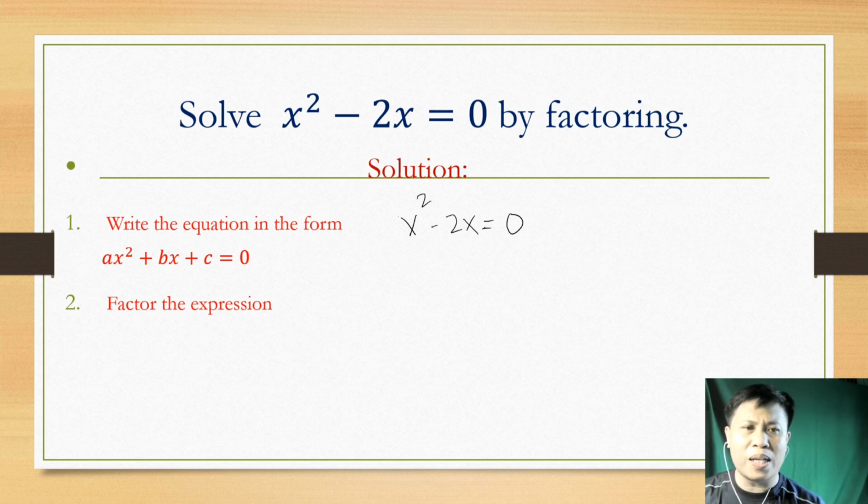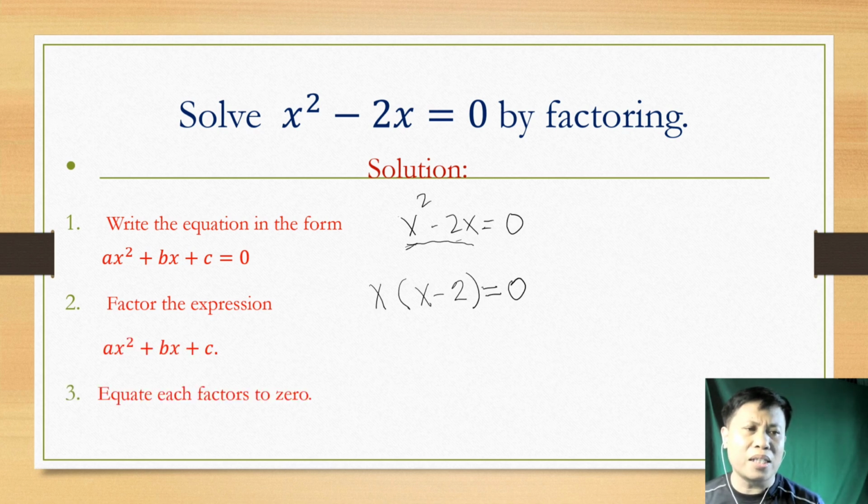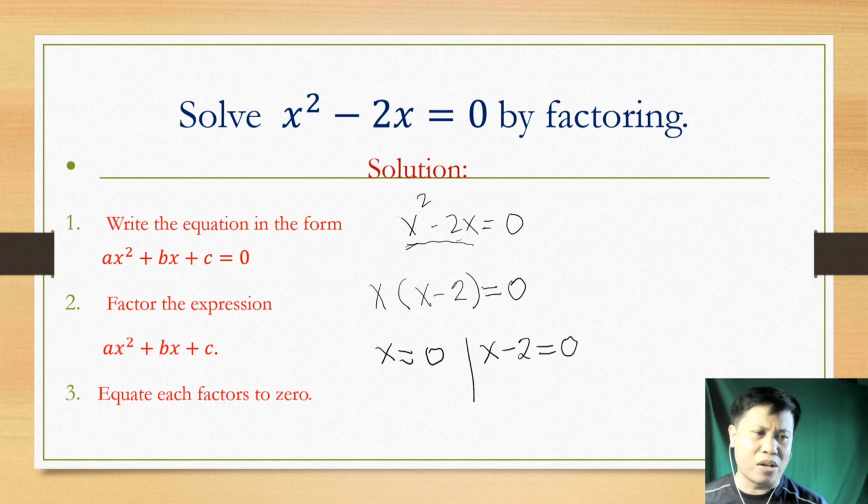If you look at the given, this is not the difference of two squares. So we'll try by getting their greatest common factor. The common factor between x squared and 2x is x. So we factor out x times x minus 2 equals 0. Okay? Then after that, equate its factors to 0. So you have now x equals 0, and the other one is x minus 2 equals 0. Then next, we solve for x.